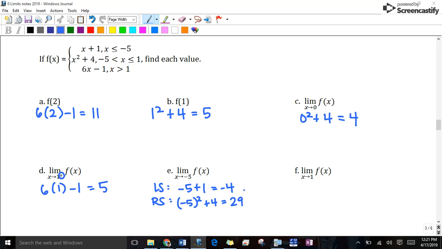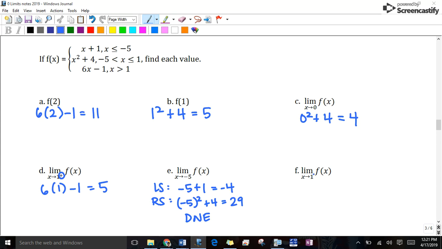So what would you say about your limit if the left side is approaching -4 and the right side is approaching 29? And hopefully you would agree with me that this limit does not exist. Okay, if we're going to plug a value into two different pieces of the function, they need to come out with that same y value if that's going to be their limit.